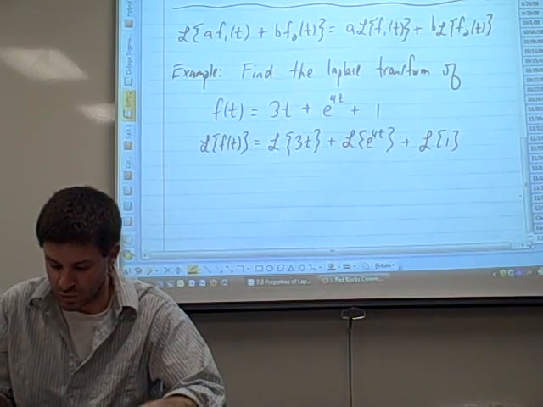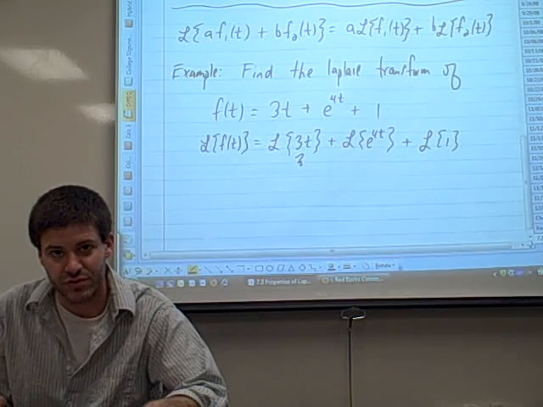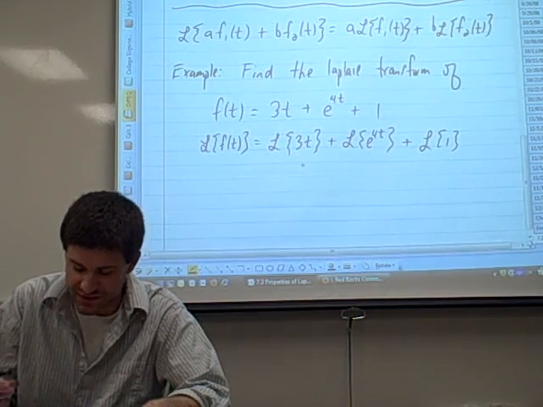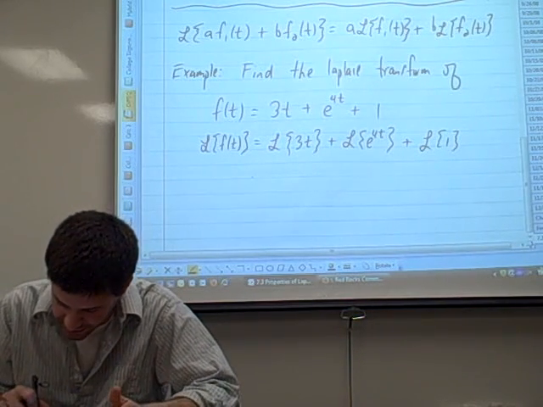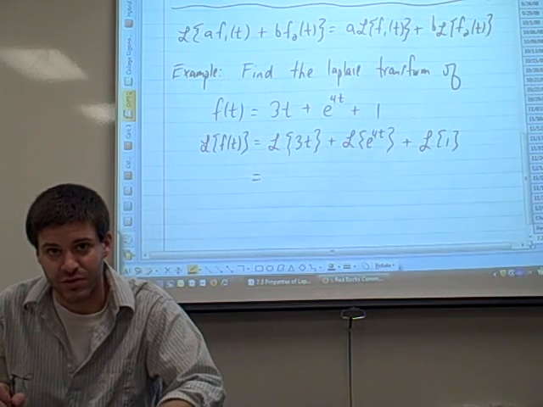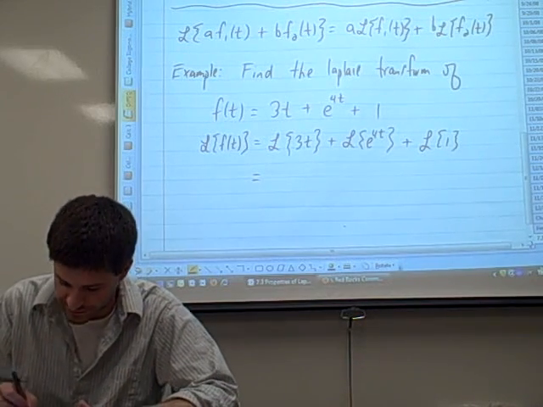Even further, this 3 in the Laplace transform of 3t, since it's a constant, we can actually just pull that right out of the Laplace transform. Again, it's something that you'll just do in your head eventually. I'm going to write it down this first time.